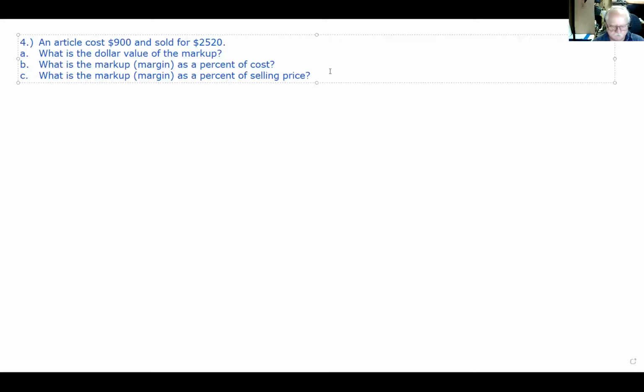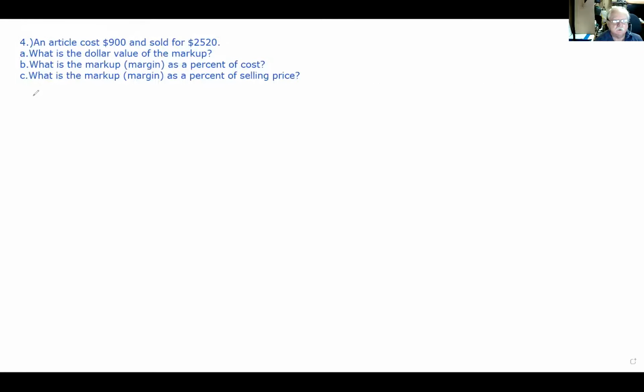So an article sold, or no, cost $900. So there's no discount, or there's no trade discounts. So we're fairly clear that their cost is 900, and their selling price equals 2520.